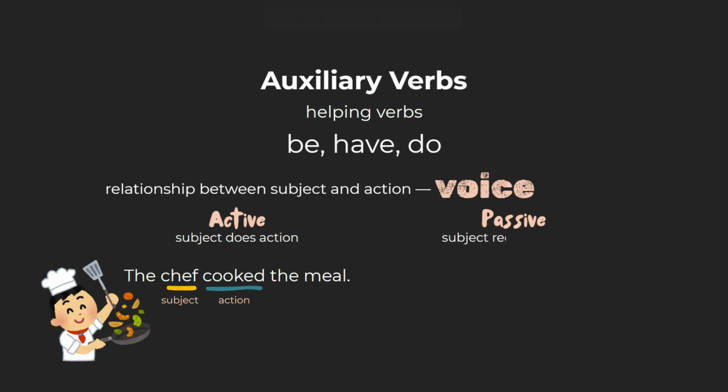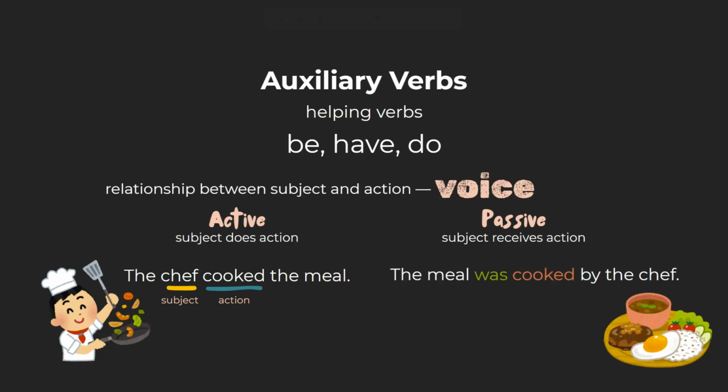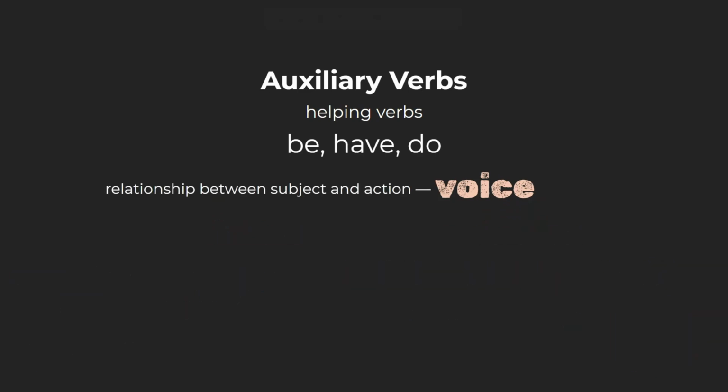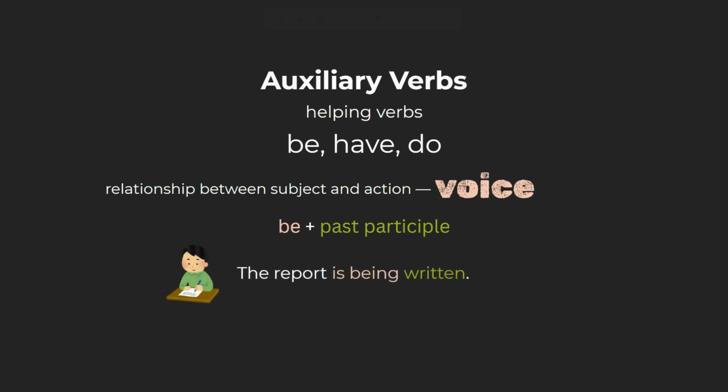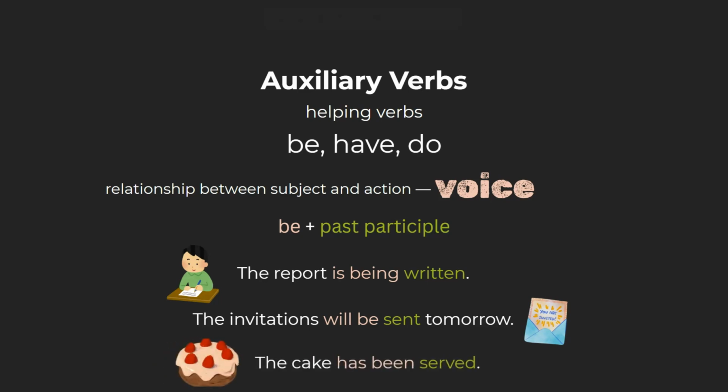In the passive voice, the subject receives the action, and this is where auxiliary verbs come in. For example, in the sentence, the meal was cooked by the chef, we now see that the meal is the subject and is receiving the action, getting cooked. To structure the passive voice in this sentence, we use the auxiliary verb was plus the past participle, in this case, cooked. In fact, the passive voice is always formed using an auxiliary verb, usually a form of the verb be, followed by the past participle of the main verb. For example, the report is being written, the invitations will be sent tomorrow, or the cake has been served.